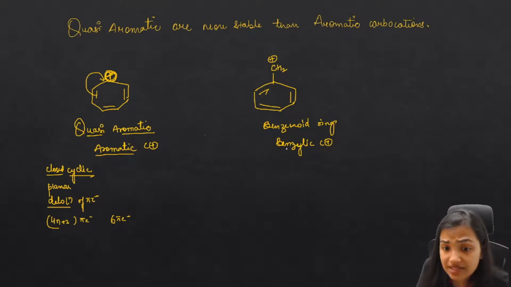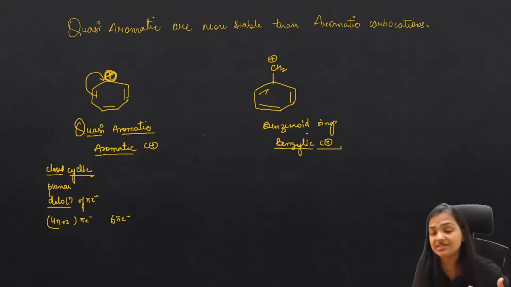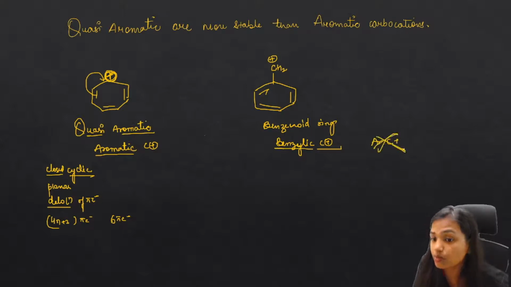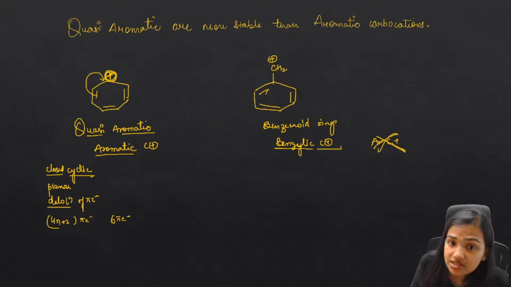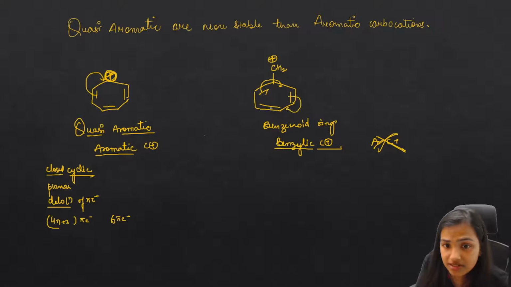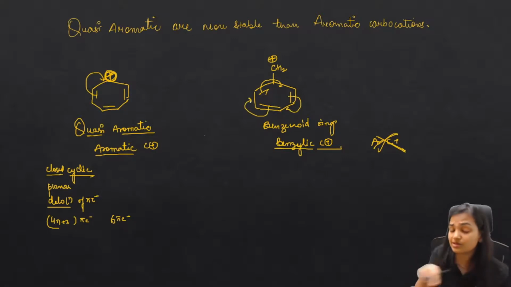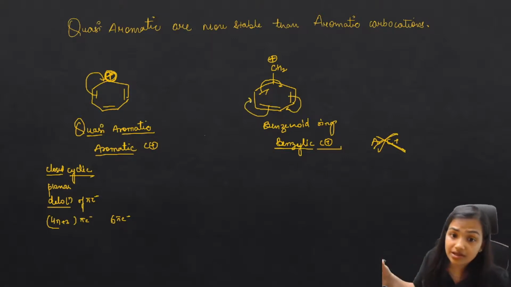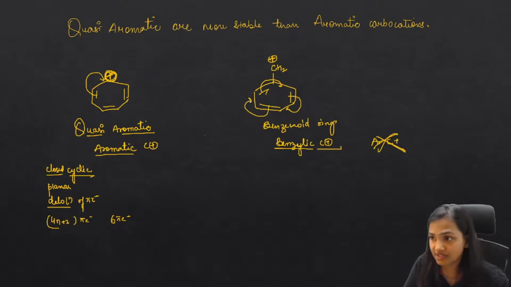And this is a benzylic carbocation. We can't say that this is an aromatic carbocation. Can you say that this is an aromatic carbocation? No. Why no? Because this positive charge is not a part of that aromaticity. This ring is aromatic, there could be a delocalization, the ring is a cyclic closed ring. But the carbocation is not aromatic. So this is the difference.